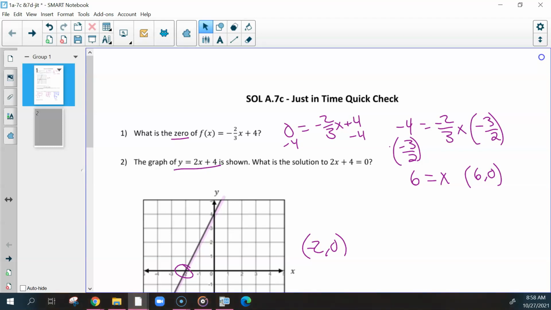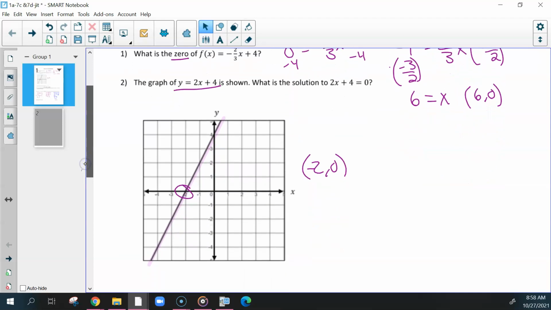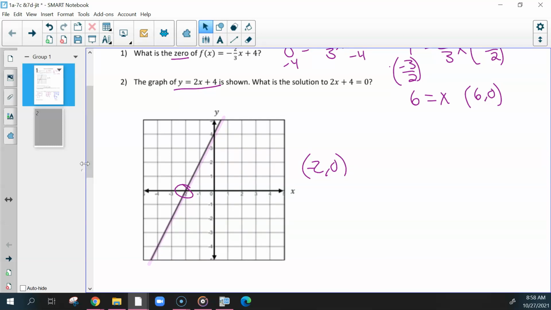Number 2 gave you a graph. It asks you to find the solution. Remember, solution is another word for X-intercept. So you had to find your X-intercept of this line, and that was at negative 2, 0.